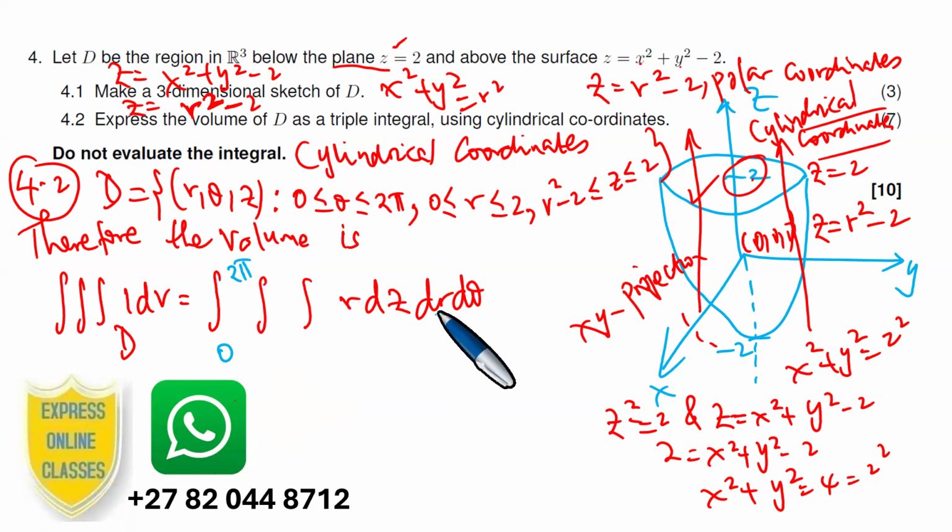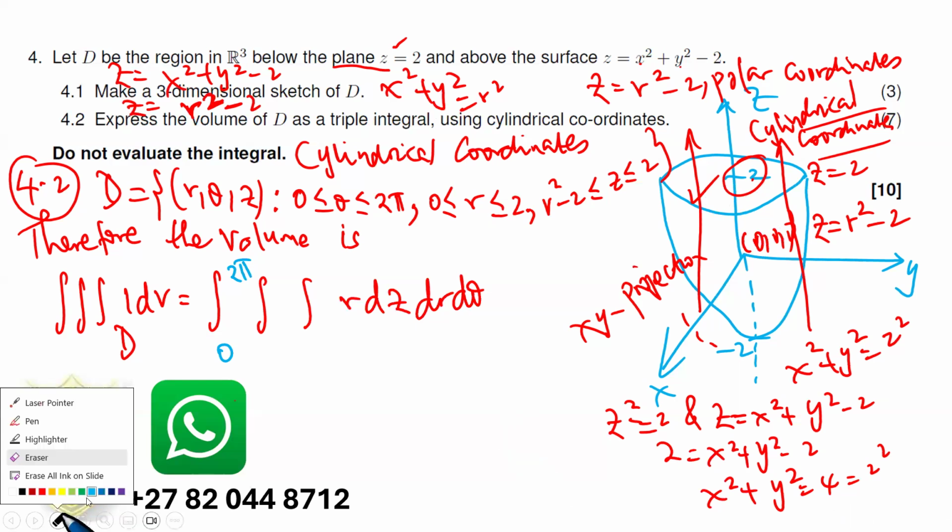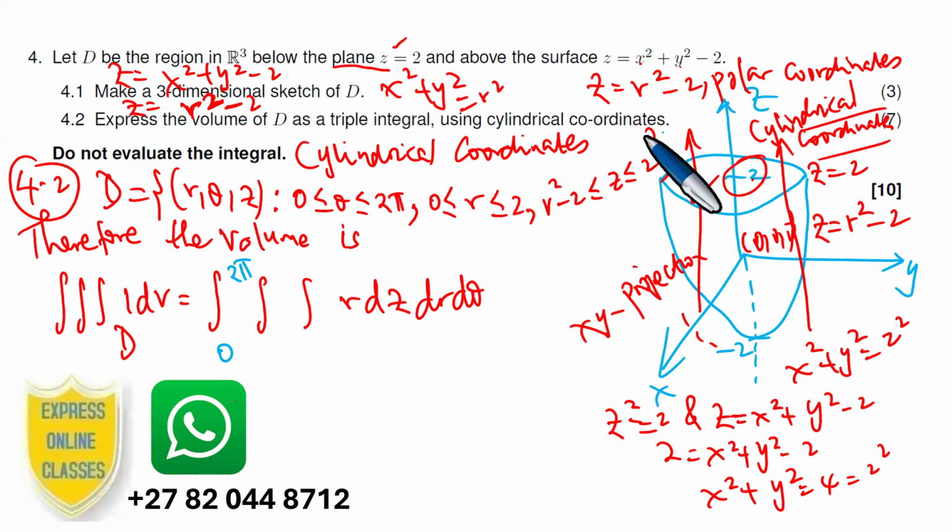The radius of this circle at the top, we said already it is x squared plus y squared equals 4. Whenever you equate, you make the plane equal to the paraboloid. The plane at the top is z equals 2. It's like a two-dimensional piece of paper that you have put to cover this. So the plane is z equals 2. The paraboloid is x squared plus y squared minus 2.